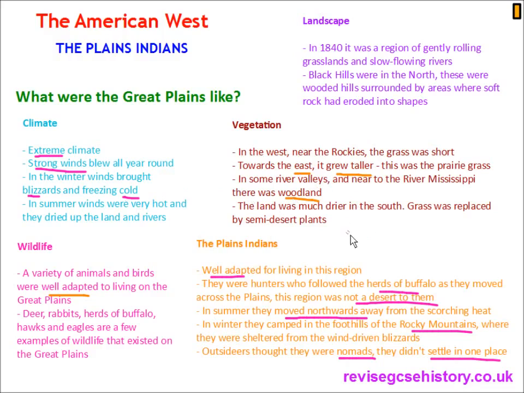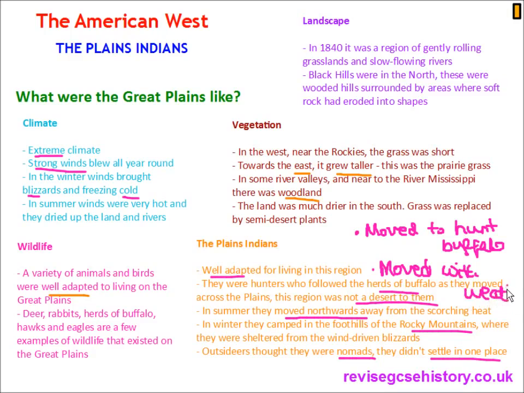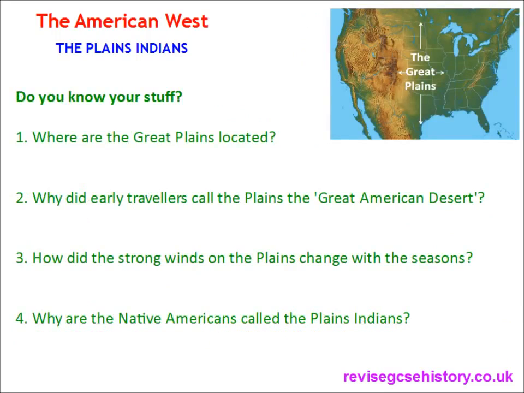So, just to summarise this little bit on the Plains Indians, they were well adapted. They moved to hunt buffalo, and they also move with weather. So they moved around based on the seasons, etc. So they move with the weather. There are 2 summary points on that paragraph there.